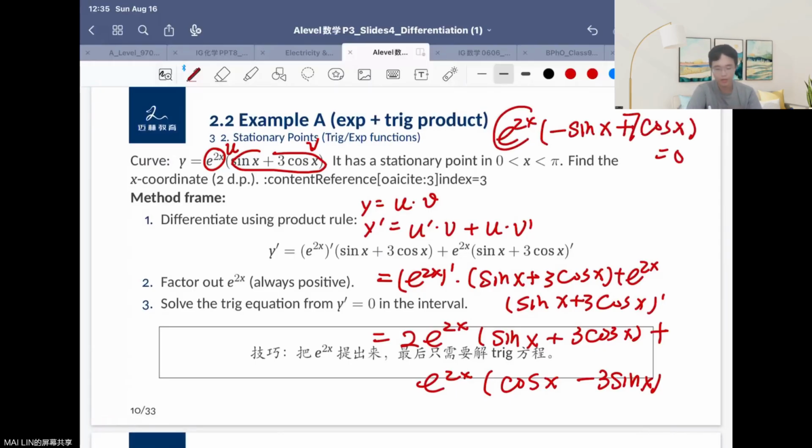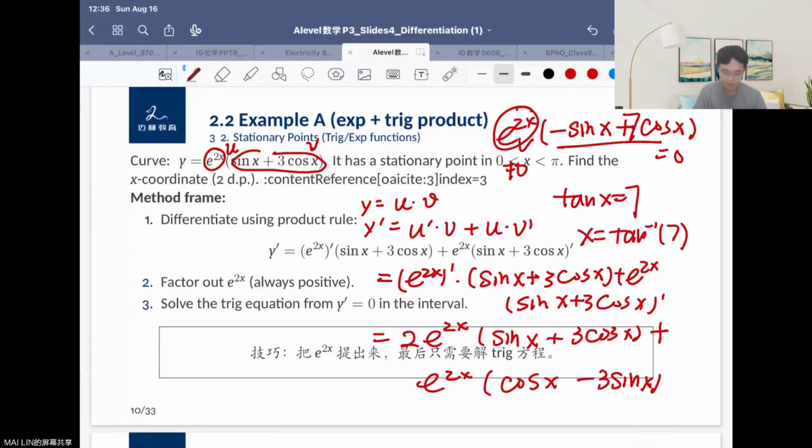So we already know that because it has a stationary point, and e power of 2x doesn't equal 0, only negative sine x plus 7 cosine x equals 0, right? So we can say that tangent x equals 7. You can use x equals tangent inverse of 7, and then you can calculate the x value.